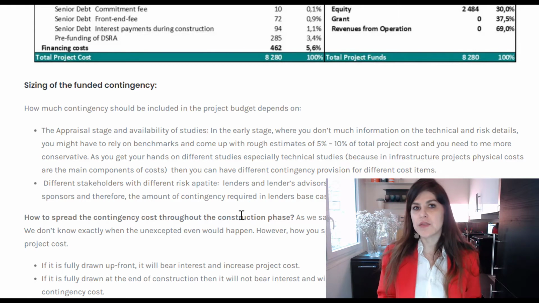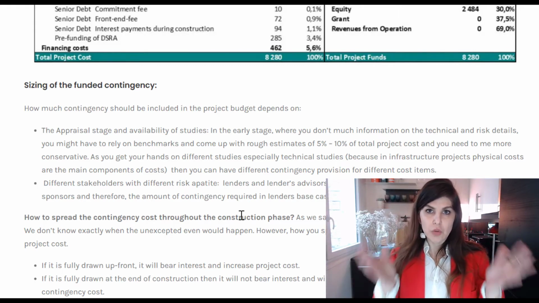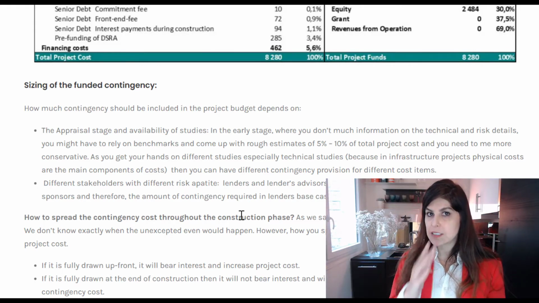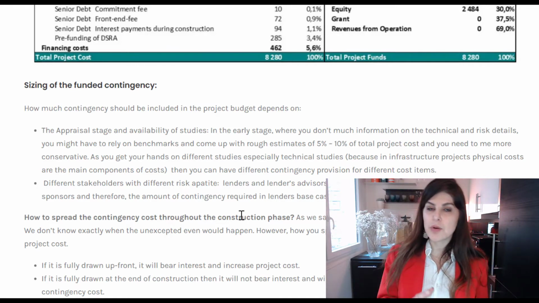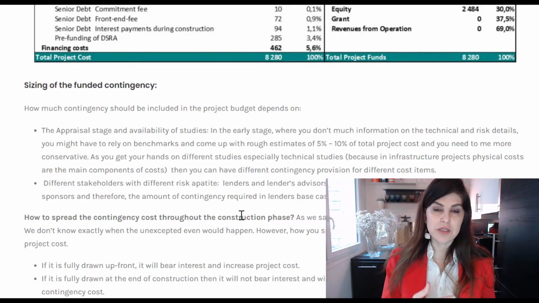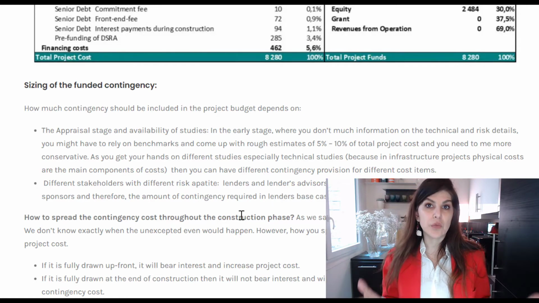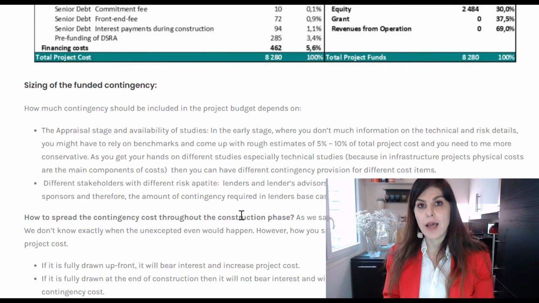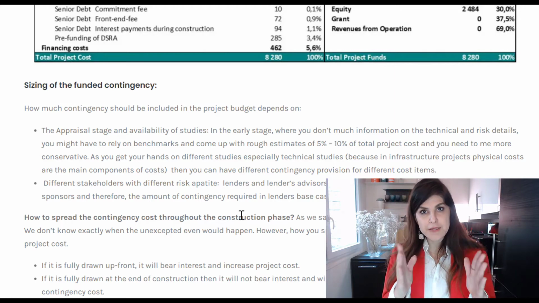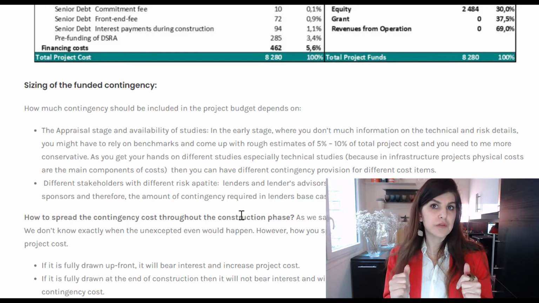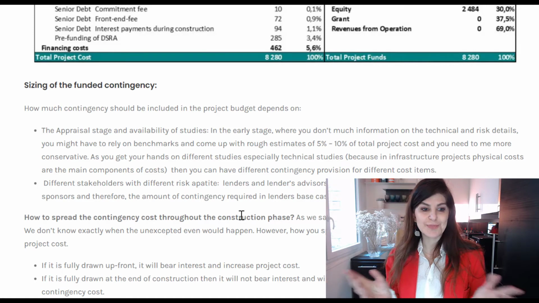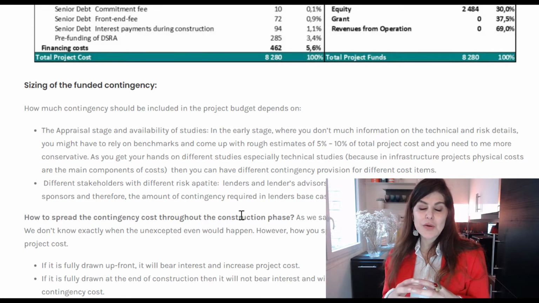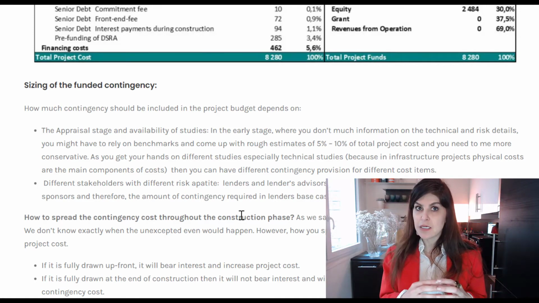The other thing, as we said, is whose base case are you considering? As we said, lenders are more conservative, and sponsors might look at the contingency provision differently than what the lenders will think. So that's also something that you need to consider. And you might have two base cases, one for lenders and one for sponsors, and one of the differences might be contingency. Okay, so that's about sizing of contingency.